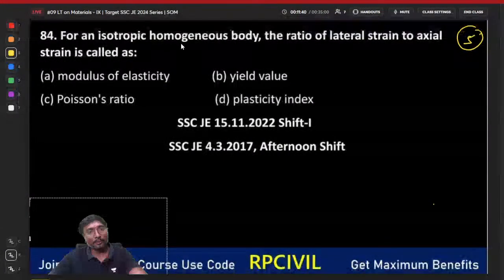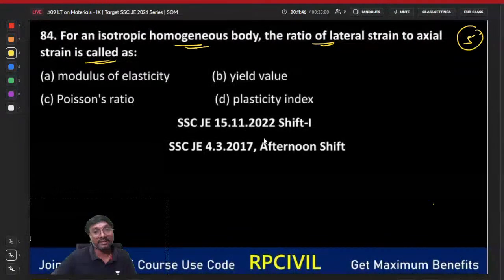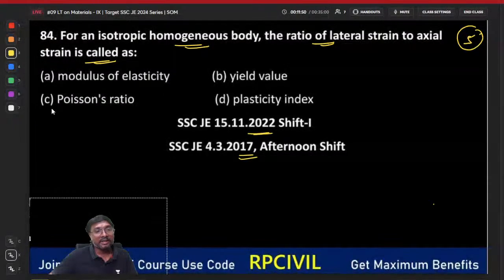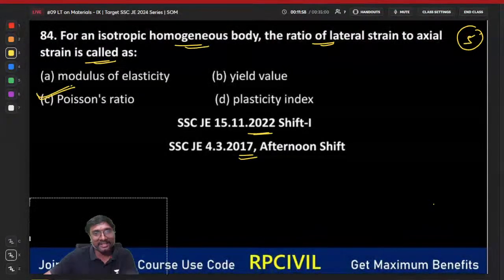For an isotropic homogeneous body, the ratio of the lateral strain to the axial strain is called what? 2017 it is given, 2022 also it is given. Poisson's ratio only, that is Poisson's ratio only, right? Okay. So shall we move on to the next question, all of you?